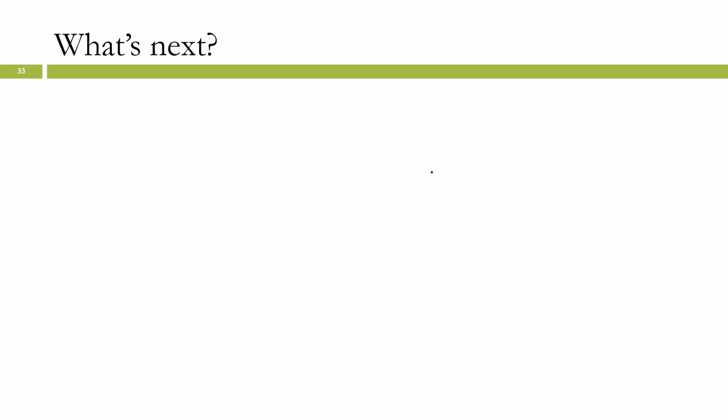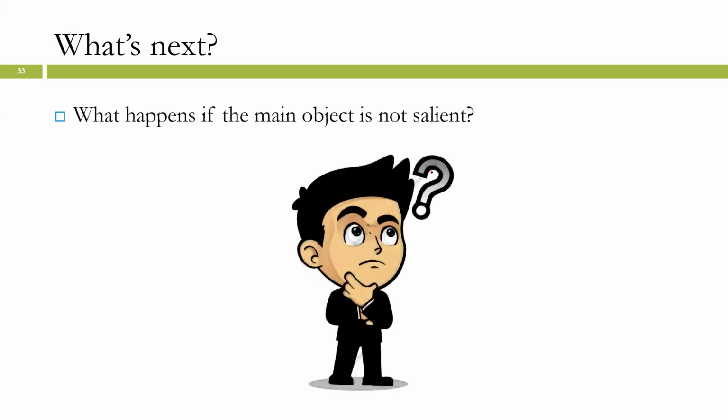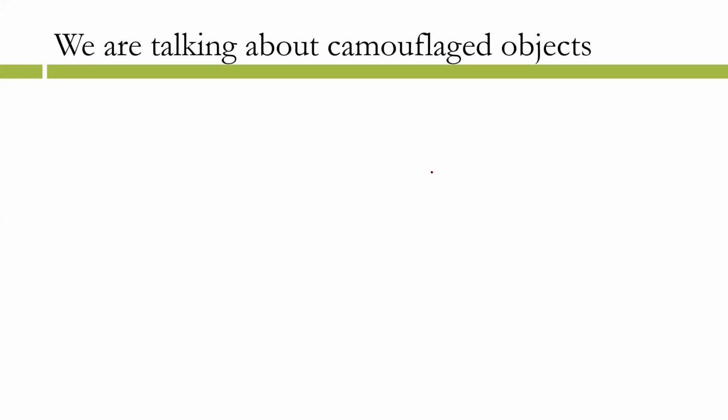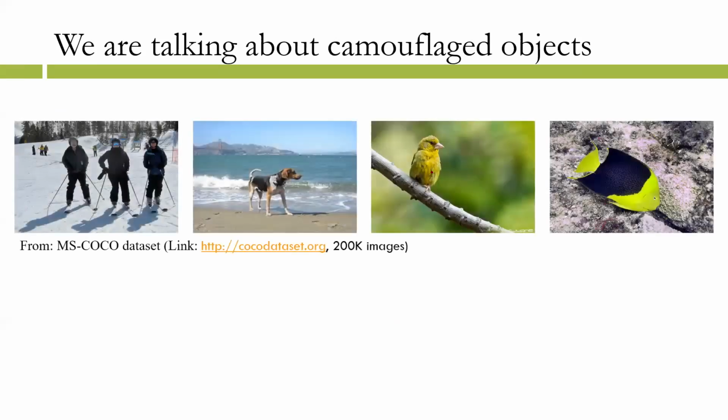The salient object is the one standing out from the image. What happens if the main object is not salient? This is quite weird. If the main object is not salient, it's not a salient object. What is it? We are talking about camouflaged objects. I show you this example.